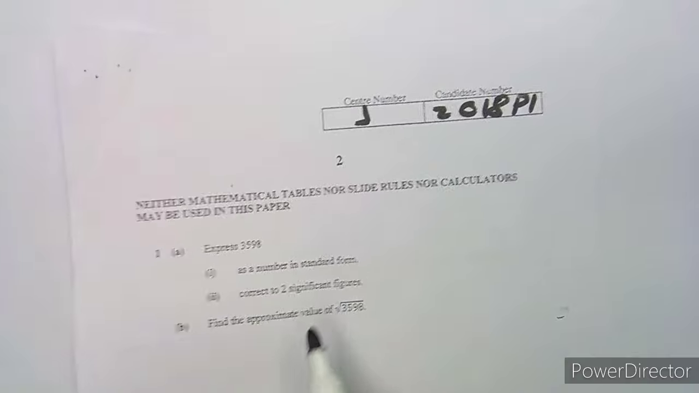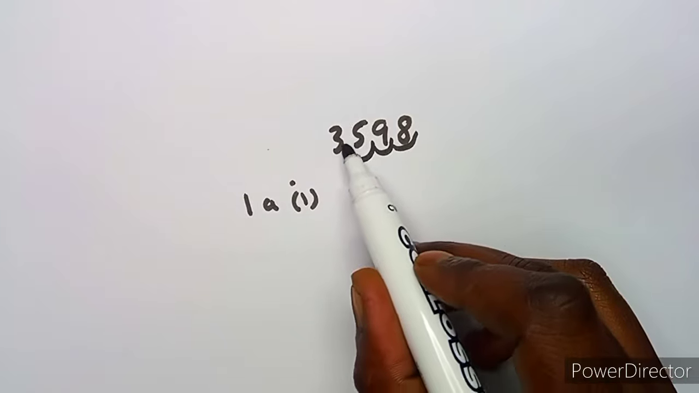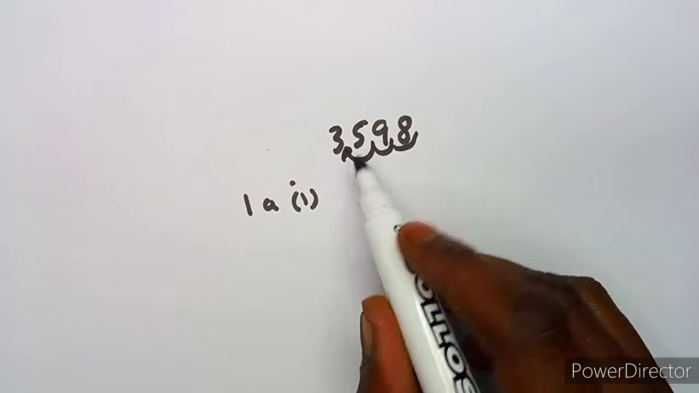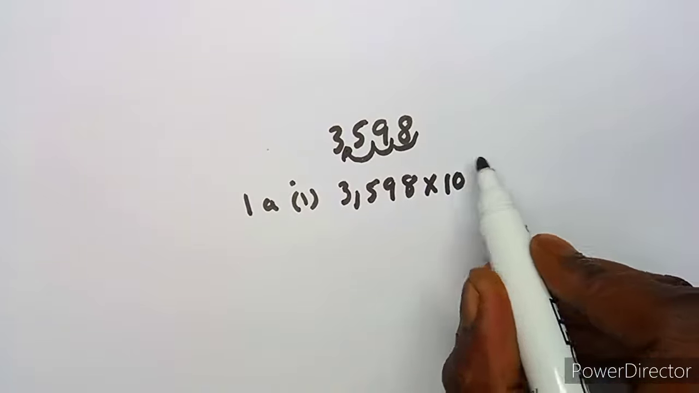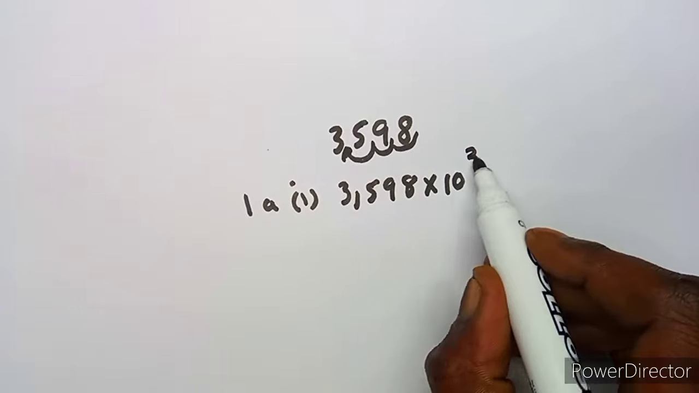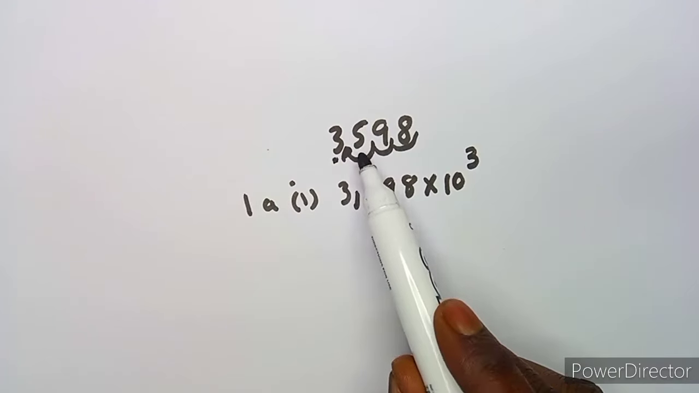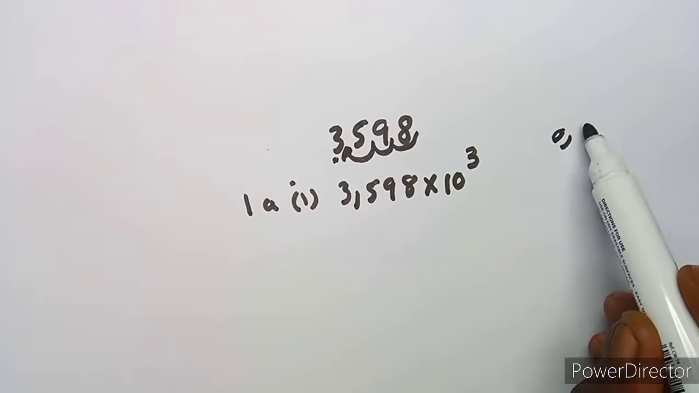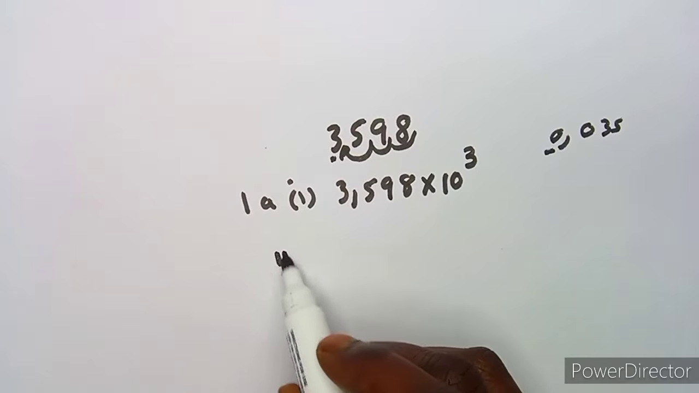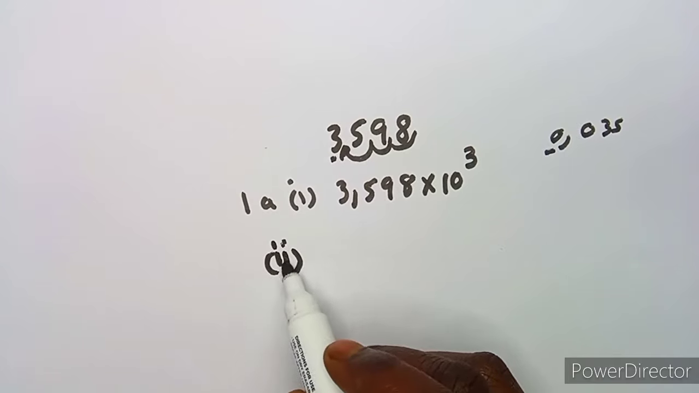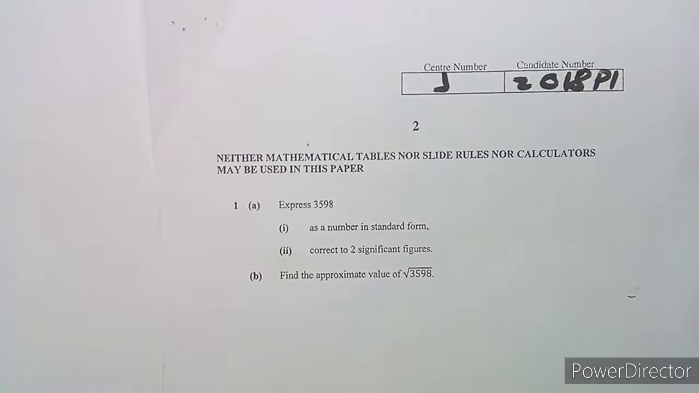As a number in standard form, remember this number is supposed to be between 1 and 10. So we have to move our commas 1, 2, 3 until it's now between 1 and 10, which is 3.598 times 10 to the power of the comma places that we moved, which is 3. Take note, this number starts with a whole number, so the power is going to be positive. But if it was 0.035 whatever, it was going to be negative because it starts with a 0. I think we managed to explain standard form as a separate topic.